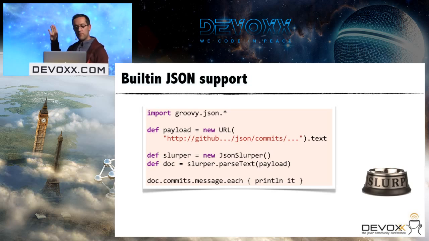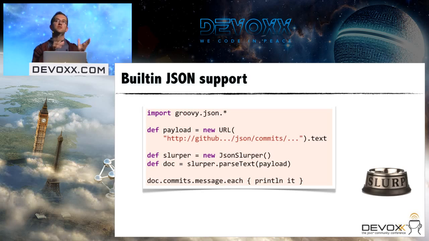So in the payload variable, I have a string representing the list of commits, a JSON string, of course. Then I'm instantiating the JSON slurper, and then I can call parseText to parse that JSON content. And then I have a document. That document is actually a structure of maps and lists, basically. So once you have a list of maps or maps of lists, etc.